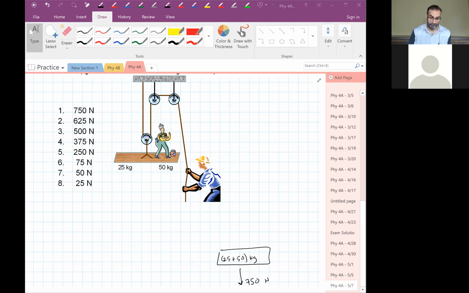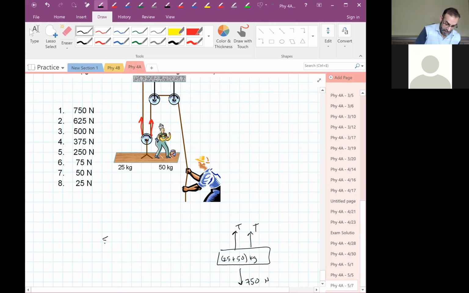Very good. We have 2 ropes pulling up on our platform. Tension here, tension here. The tension everywhere in that rope is the same. It's equal to the force the person's pulling down with. The sum of the forces has to be 0 because it's moving at a constant steady rate. So we have 2T. Number 4.